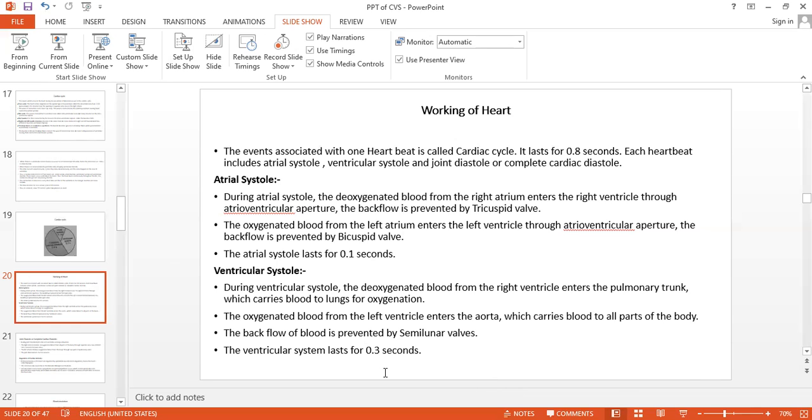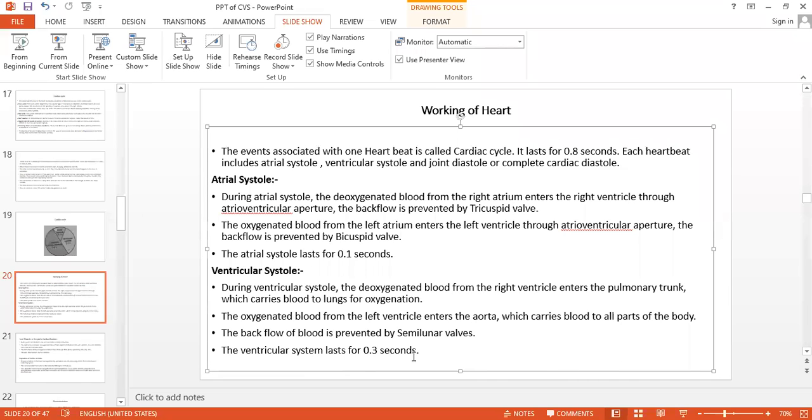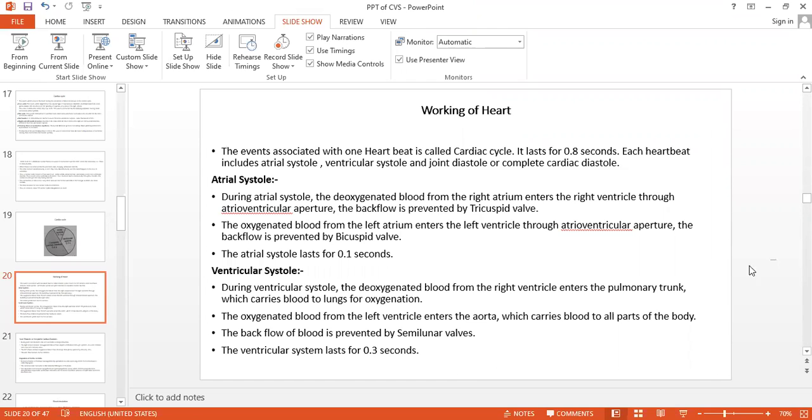This ventricular systole lasts for 0.3 second. The backflow of the blood is prevented by the semilunar valves. Semilunar valves means the pulmonary trunk has the pulmonary valve, and the aorta contains the aortic valve.